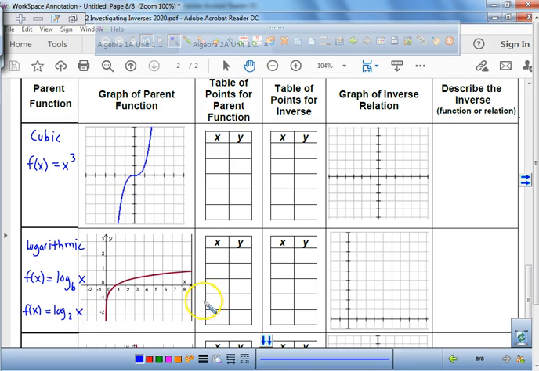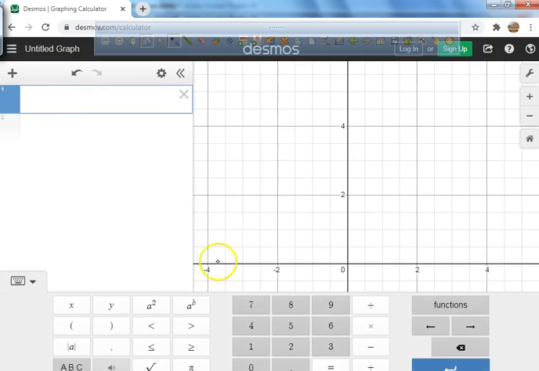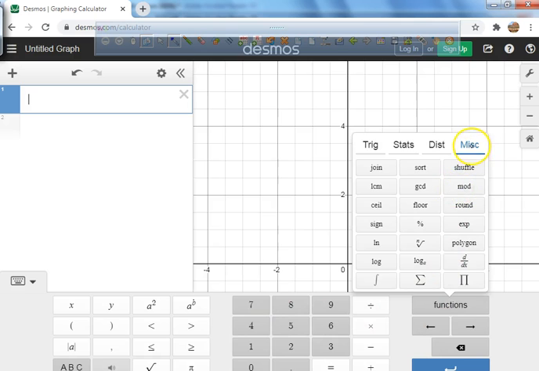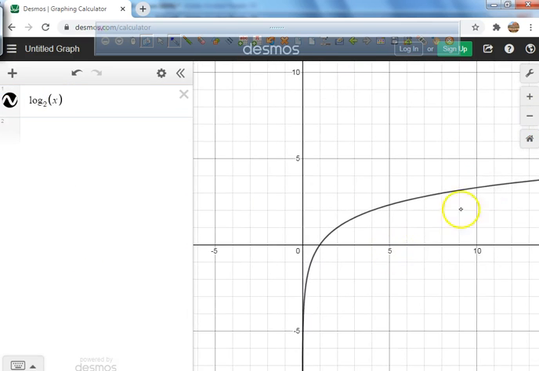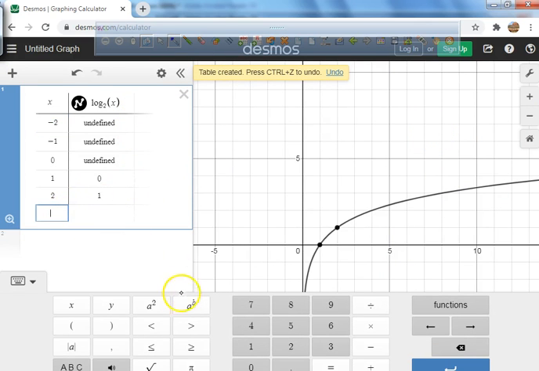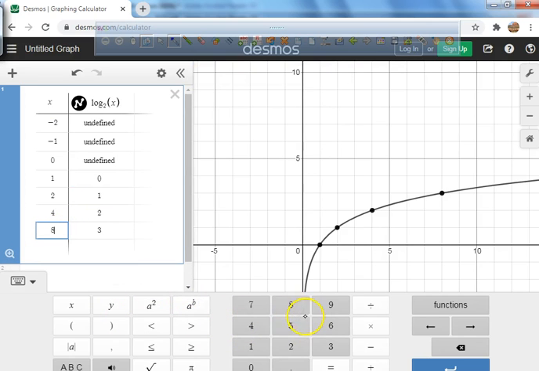Now, how would you put this particular one into Desmos so you can see some points? Here's what you would do. Go to Desmos. How do you get that function? It's very important. You click functions, then you go to miscellaneous. You click down to log, type in a 2, then type in an x. You zoom out a little bit. There's your function. Then you go to your table, and I would just type in some numbers that will get us the points that you need.